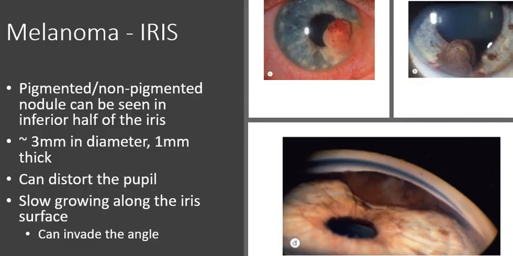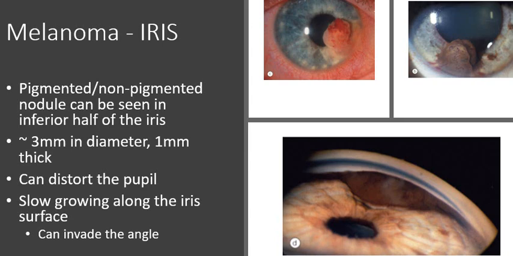We will now have a look at melanomas, and we'll start by observing iris melanomas. These can be either pigmented or not pigmented. So here they are. This is a pigmented iris melanoma, and this one here is a non-pigmented one. And they can usually be seen in the inferior section of the iris area. They're usually about 3 millimeters in diameter and approximately a millimeter thick, so they are very small. Now, they can also distort the pupil, just like an iris nevis can.